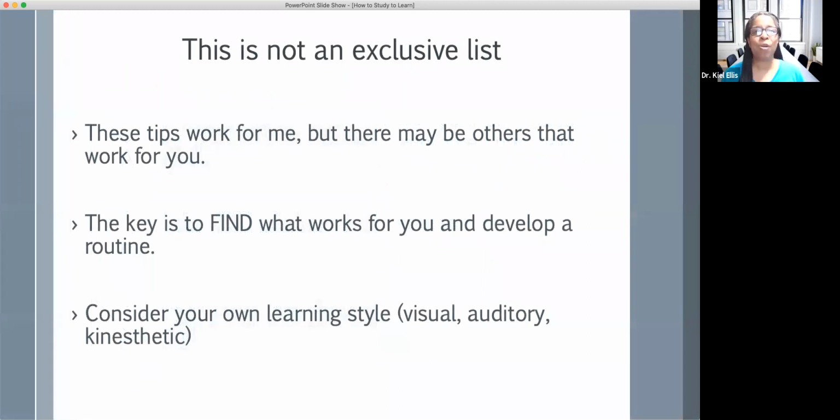Now, this list is by no means exclusive. You have to find what works for you and develop your routine. Consider whether you're an auditory learner, visual, or kinesthetic, and find what works for you. But use these tips as a guideline or as an outline to find what works for you.